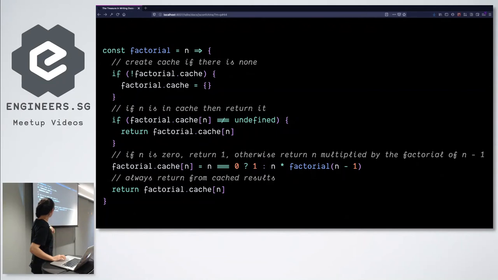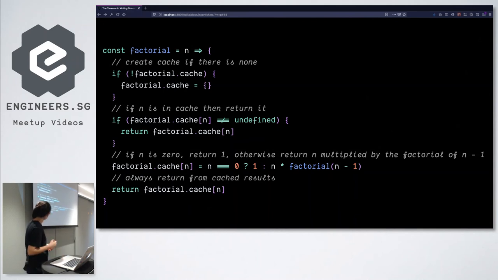So this is the function that we write. But for today's context, let's look at the comments. The first version of this comment is very imperative. It nearly says exactly what the code is saying. On the first line, it says create cache if there is none. And then you read the actual code: if factorial cache is non-existent or falsy, then you set factorial cache to an empty object.